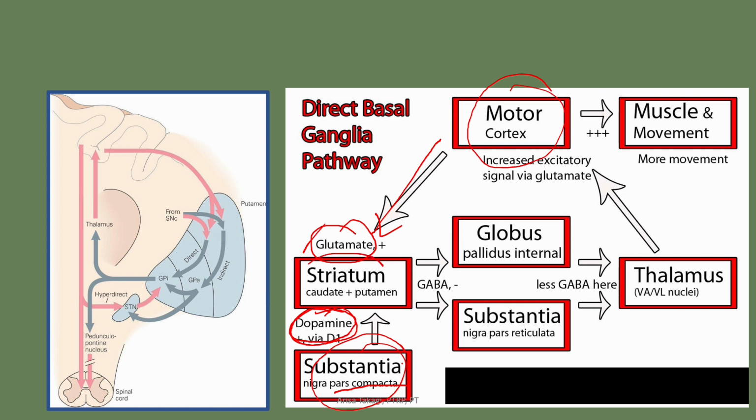So, they will excite your striatum, which will inhibit your globus pallidus internal. No? So, your globus pallidus internal cannot do its function, and therefore, your thalamus will be able to excite your motor cortex. No? So, increase excitatory signal via the glutamate, and that will produce your muscle movement. Okay? So, direct pathway again, excitatory ito.